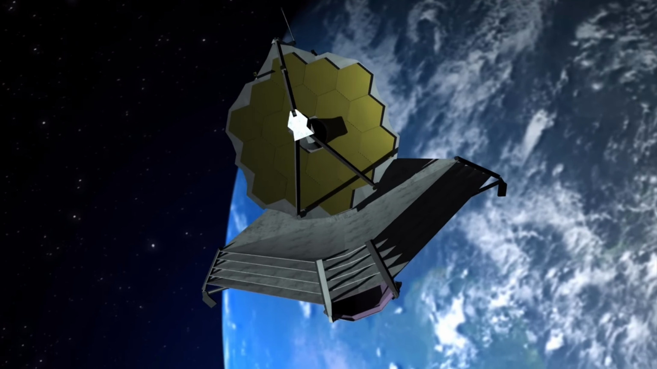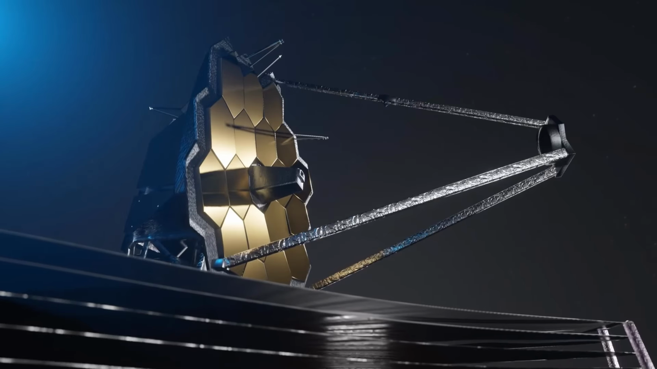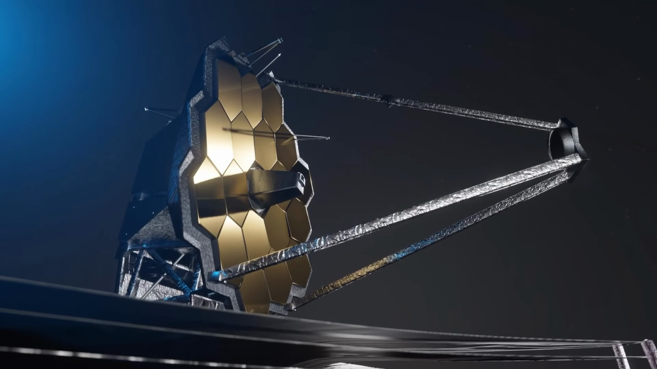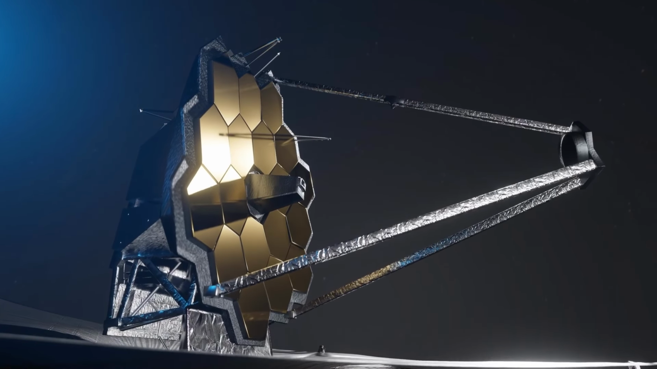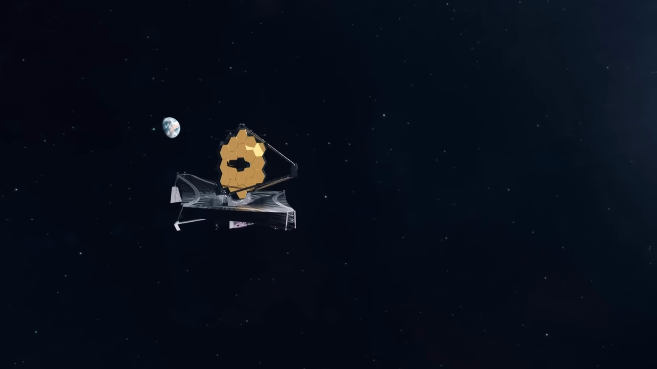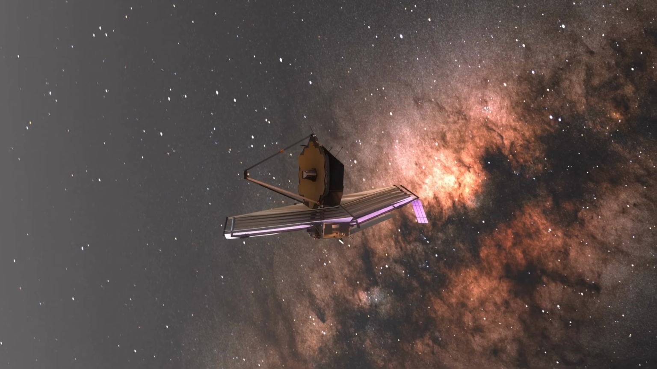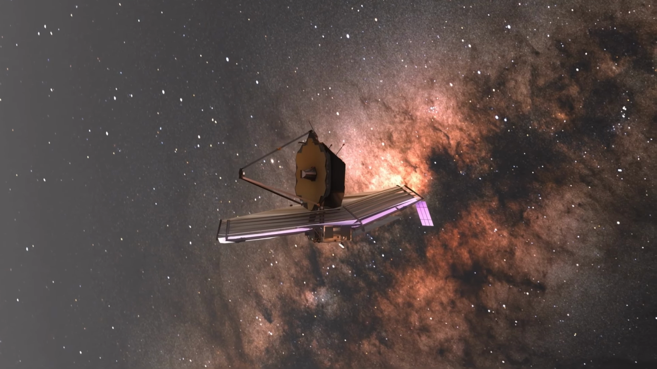You are not looking at space as it is today. You are looking at space as it was billions of years ago. And the crazy part is, you're doing that with light your eyes cannot even see. So let's break down how James Webb actually pulls that off, step by step.